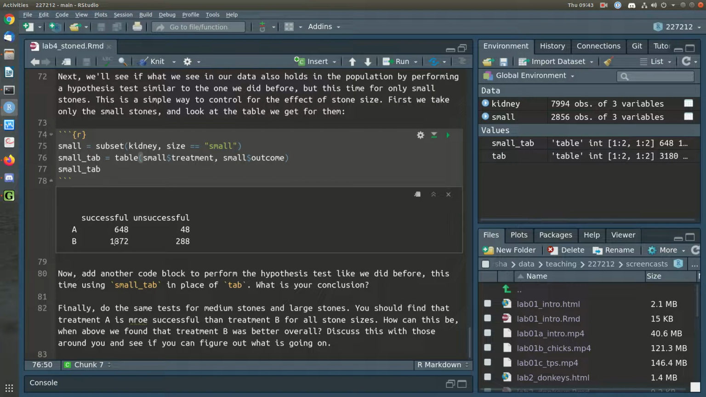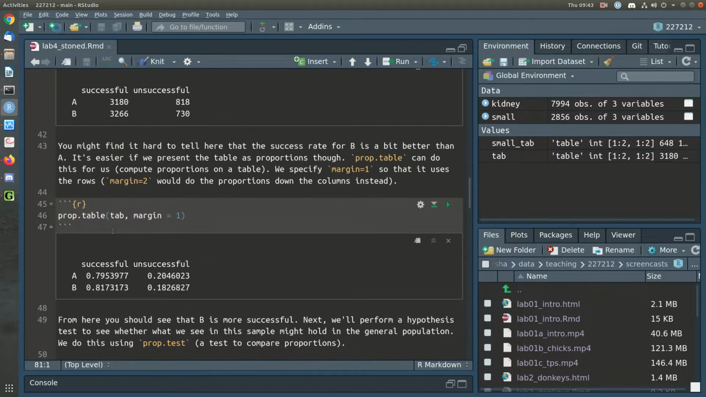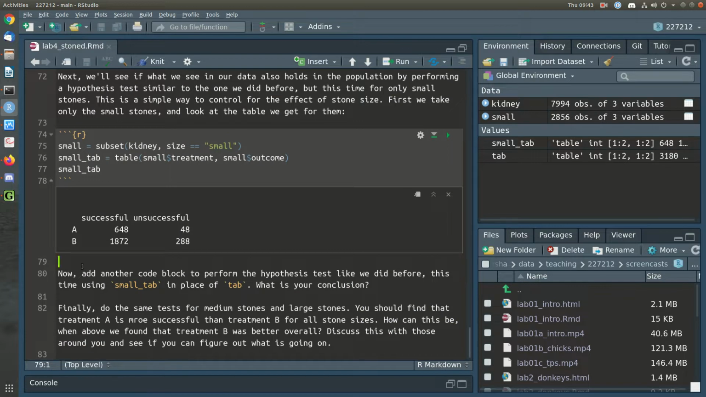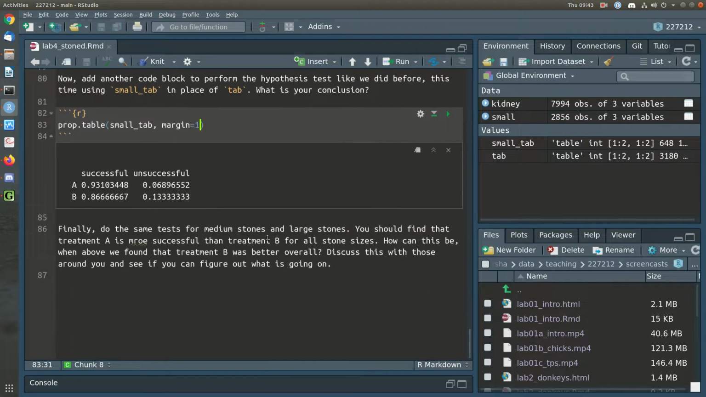Again, these are hard to compare because, of course, these are counts, and we want proportions. So we're going to add another code block, maybe down here. In fact, I'll just steal this one from up here, so that we can convert things to proportions. And then we might also do the test in here as well. So we're going to use our small table here in place of our table. Margin equals 1 to get the row count. So let's have a look at those. Right, so now we can compare them.